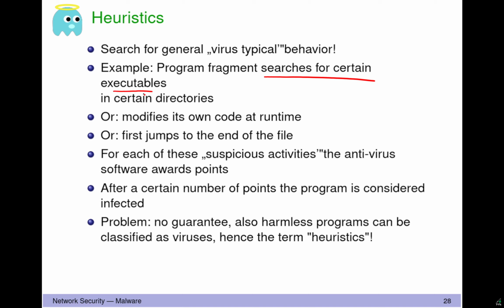If it searches for executables in certain directories, if it modifies its own code, if it jumps first to the end of the file, that's also suspicious. And there might be other suspicious activities. If there is, for example, quite early a set of XOR computations that are suitable for a decryptor, and the length of the decrypted data is not larger than the file size, that looks strange. Yeah, the problem is there's no guarantee. Also, harmless programs can be classified as viruses, hence the term heuristics.